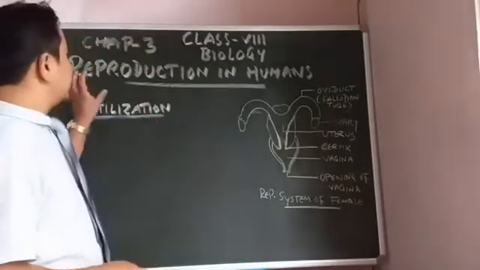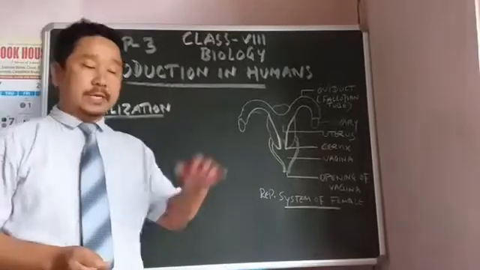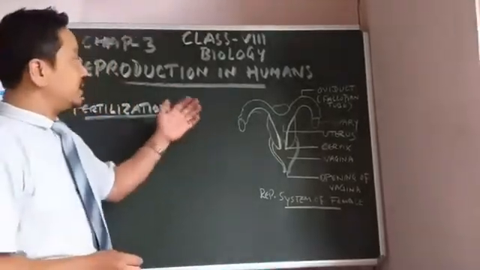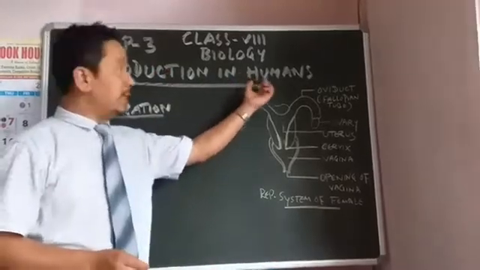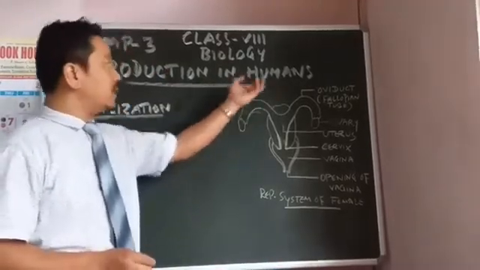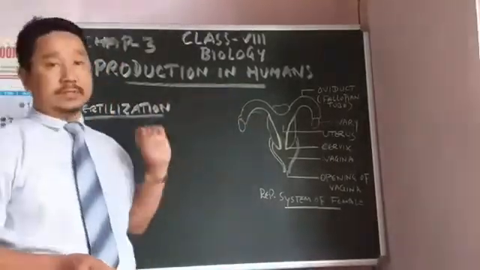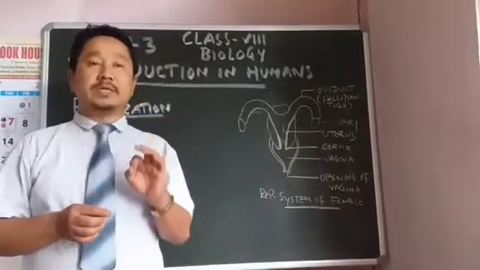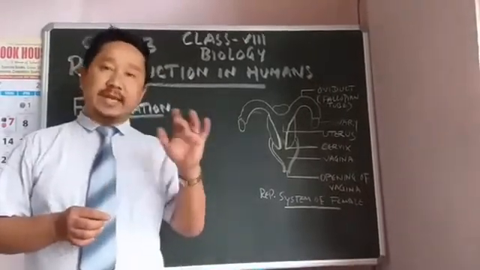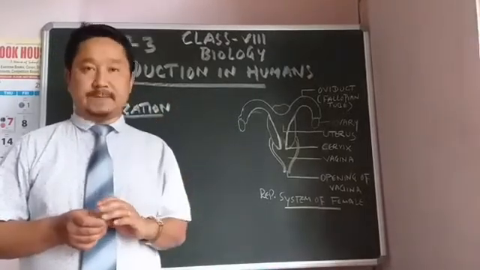That is reproduction in humans. In the last session, by mistake, it had become reproduction in animals, but in place of animals, it is supposed to be humans. So in the last class, we talked about the reproductive system of the male and female. That's what we discussed in the last session.